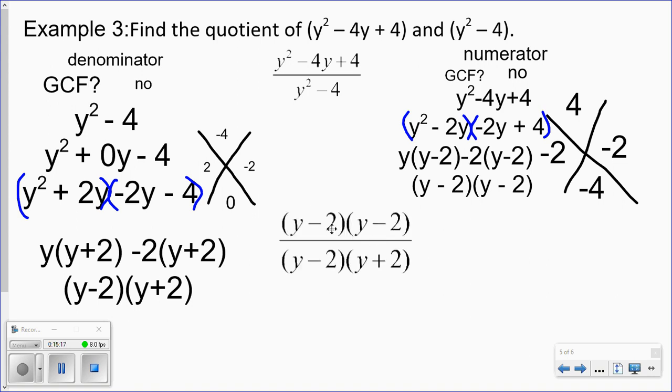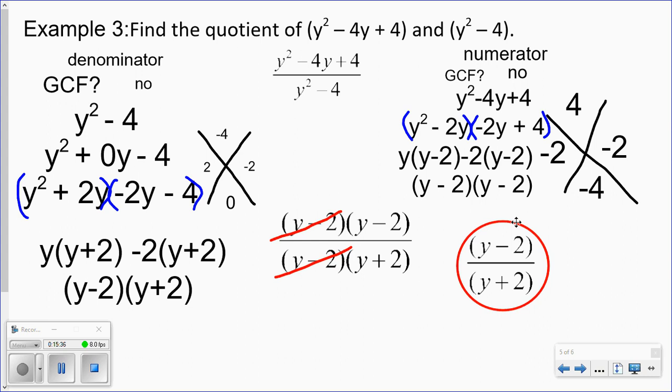And if we look at it, they both have a y minus 2 in common, so they cancel out. Which now means I have y minus 2 over y plus 2. Cannot cancel anything else out, because one's a plus and one's a minus, so I just have to leave it as is. Okay? Notice how I'm not canceling out these y's and these 2's, because that's all one factor.